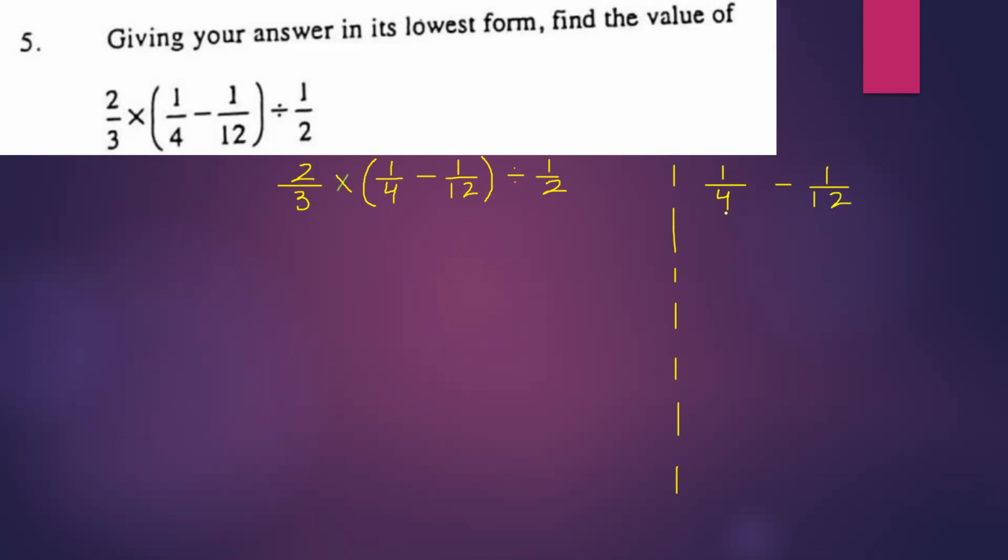So what is the lowest common multiple between 4 and 12? It's going to be 12. What times 4 goes into 12? 3. Very good.